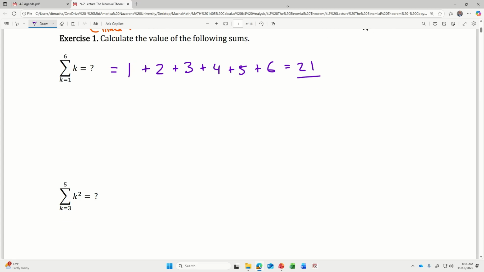If I have something that looks like this, I've got the big sigma, I'm going to add up a bunch of terms. My index variable k is going to go from 3 to 5, and my sum end is k squared. So all of the terms are going to be 3 squared plus 4 squared plus 5 squared, which is, of course, 9 plus 16 plus 25, which is 50.